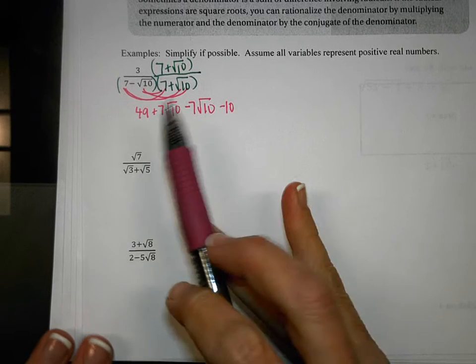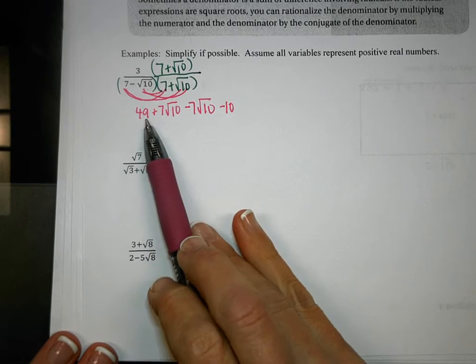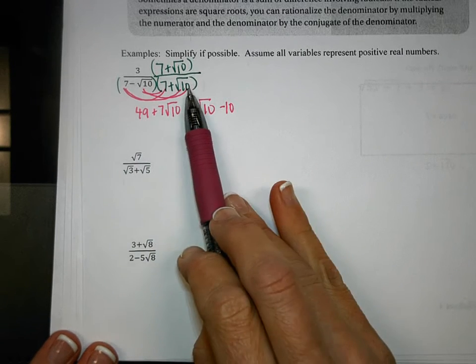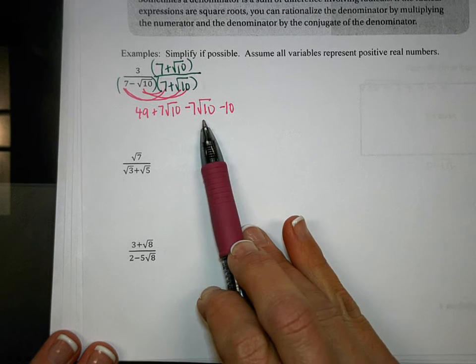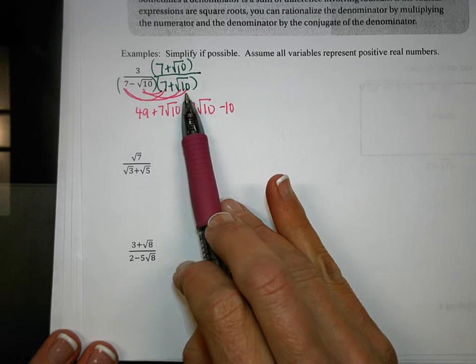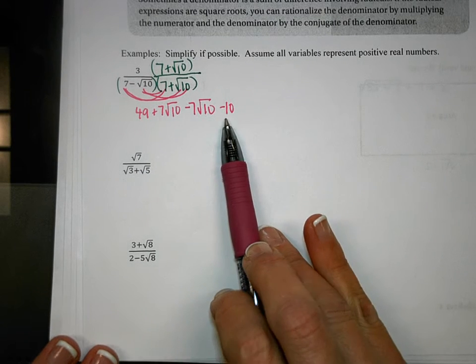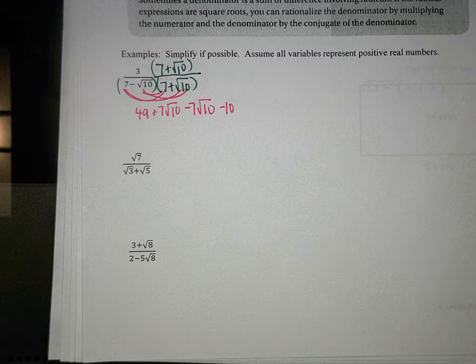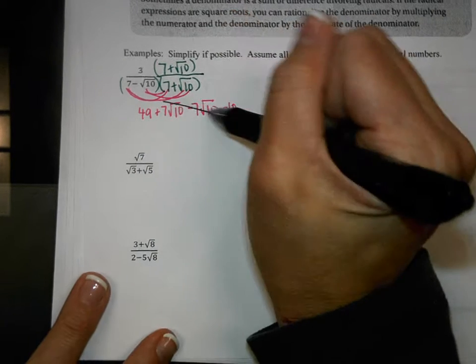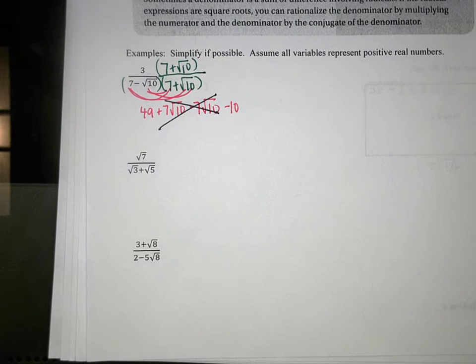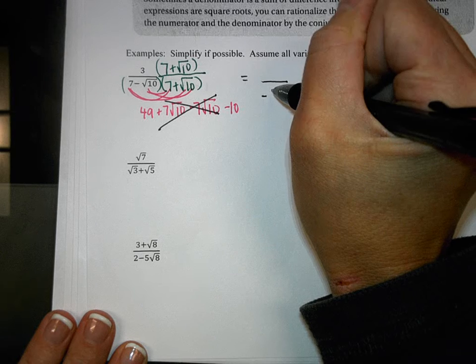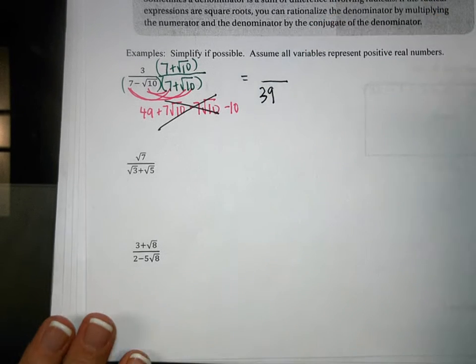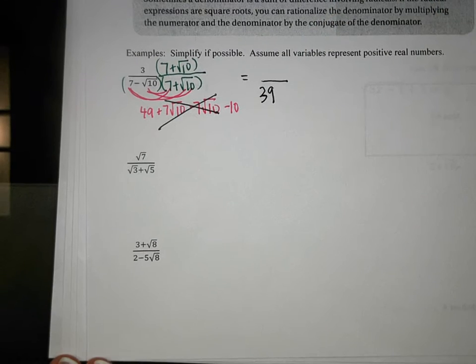So all I did was distribute. 7 times 7 made 49. 7 times root 10 made the 7 root 10. Negative root 10 times 7 made the negative 7 root 10. And negative root 10 times positive root 10 makes a negative 10. I didn't show all my multiplication steps like I did before, but you can always do that. Okay? So these end up canceling out, which is what we want. And we end up with 49 minus 10, which is what? 39, not negative 39. 39. Are there questions there?